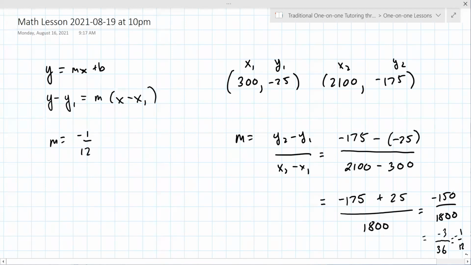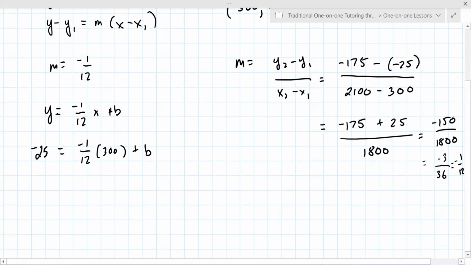Okay. And then you get your choice of which equation you want to use. Do you want to use the top one or the bottom one? It doesn't specify, so we can use either. Let's do the top one. So the top one says y equals minus 1 over 12x plus b. And now we're going to use one of the data points. So let's use the first one. Negative 25, we're putting y1 in for y, equals negative 1 over 12 times 300 plus b.